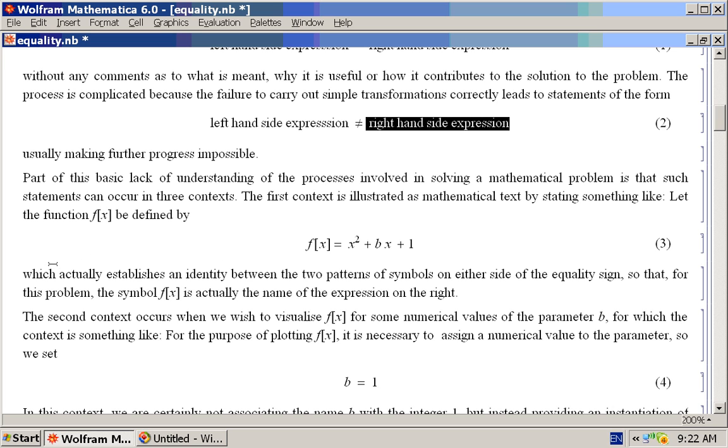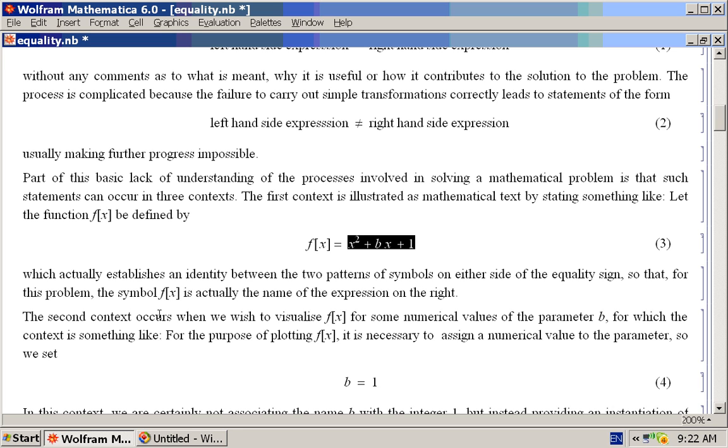And what this actually does is establish an identity between the two patterns of symbols on either side of the equality sign, so that for this problem the symbol f of x is actually the name of the expression on the right.